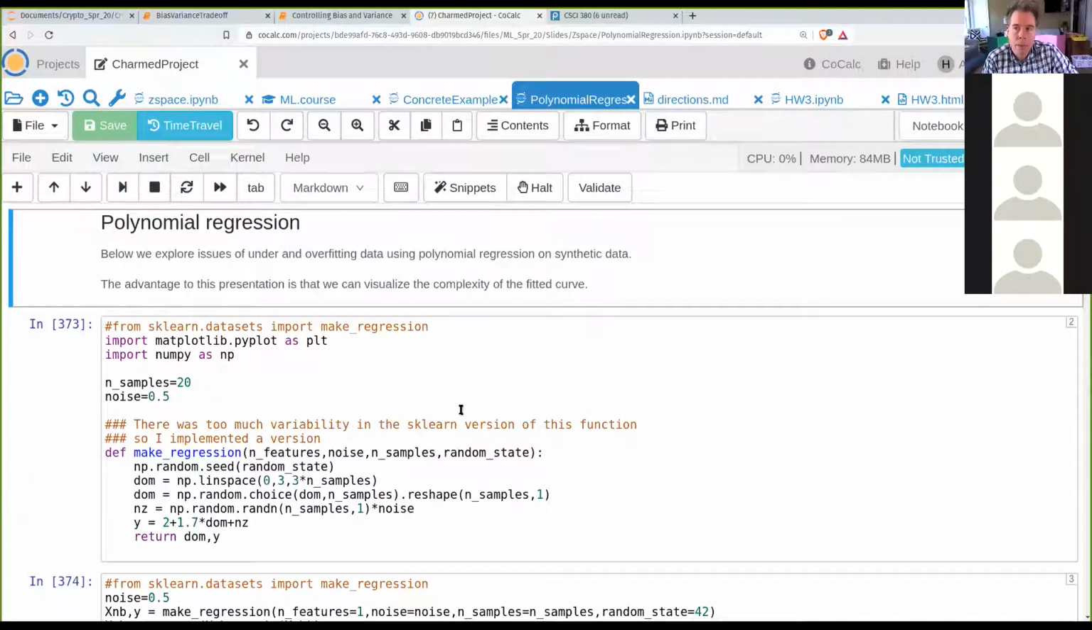The one that we are going to look at next is polynomial regression. This is kind of similar to what we did before. Maybe I better go over to the sheet and just do some math.